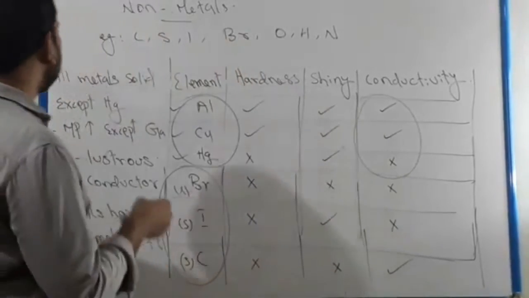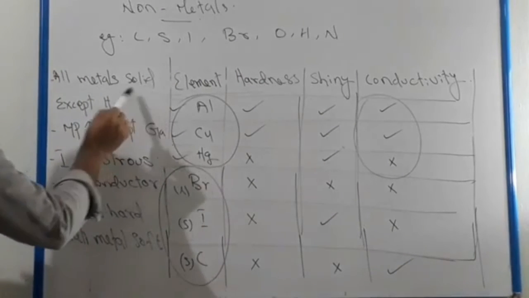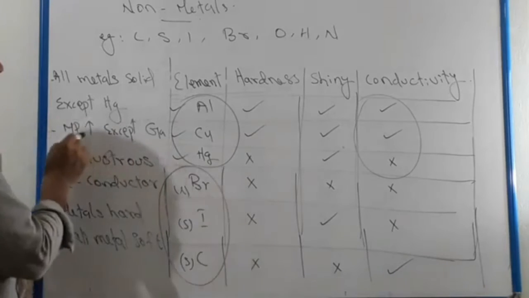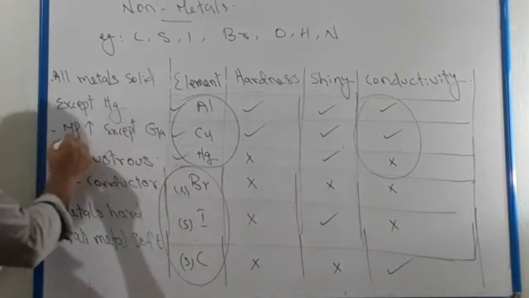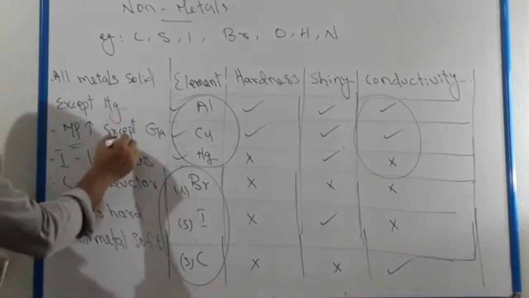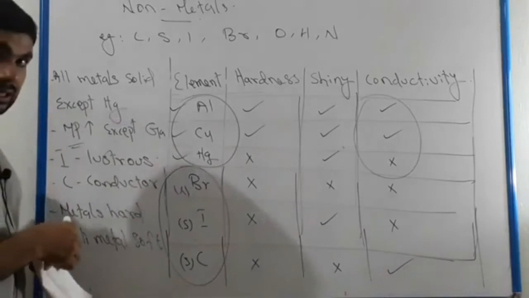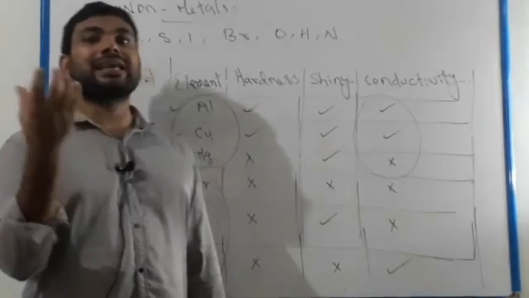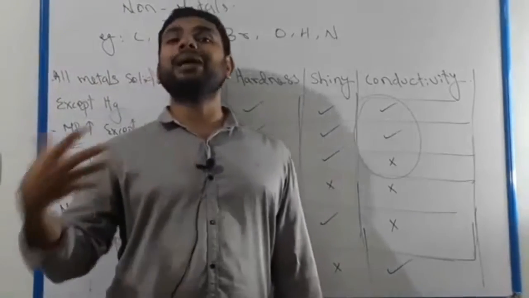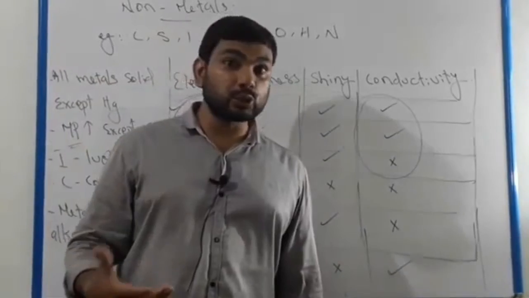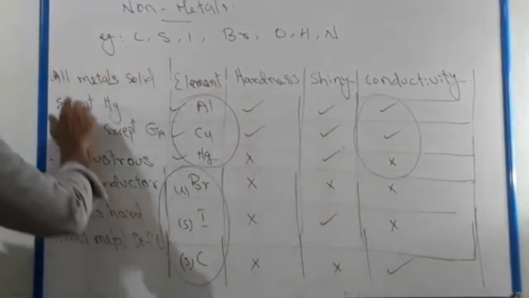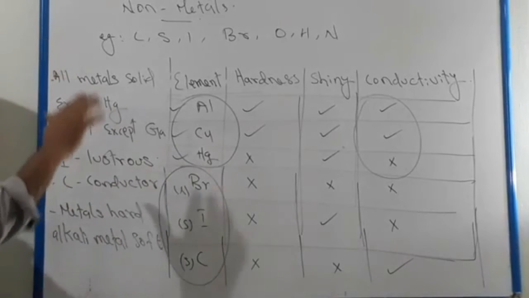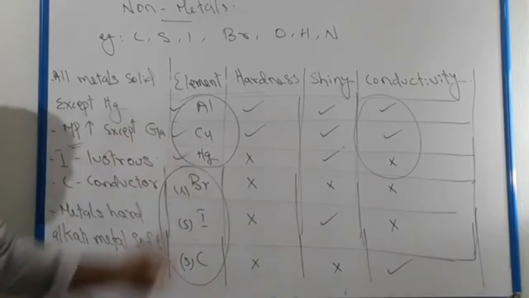Look here, all metals are in solid state except mercury. Another one, all metals have high melting and boiling points, except gallium. Gallium is a metal, but it will melt in our hand. When you heat it, gallium at room temperature will melt. It changes from solid state to liquid state. Clear? So all metals are solid state except mercury. All metals show high melting and boiling points except gallium.